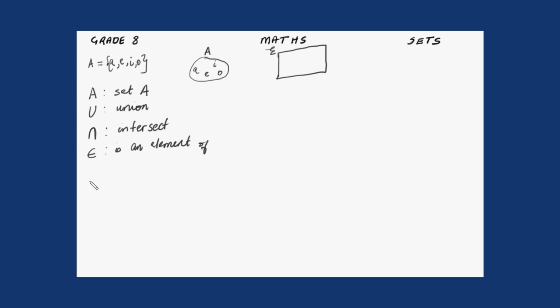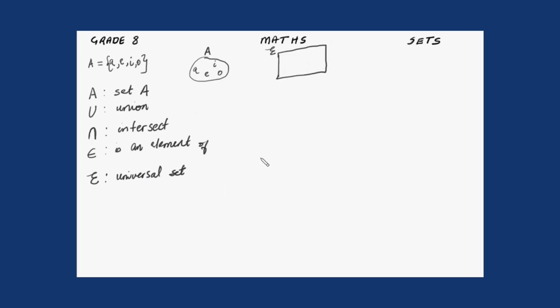Now there are other symbols. Let me put this one. This symbol is the universal set. A universal set is a set which contains all the other sets, like set A. That means if we have this set as the universal set, all the elements of set A are found in this set.